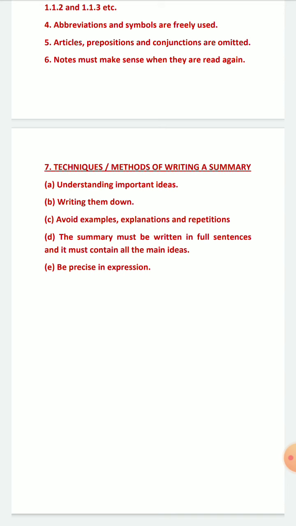5 simple things. Understanding important ideas. You have to understand the important ideas. Next one, writing them down. Then you have to write it down in a sequential order, in a compact, well arranged manner. Remember, dear students, always avoid examples, explanations and repetitions. Please avoid examples, explanations and repetitions, not needed.